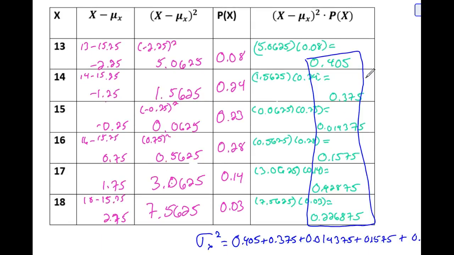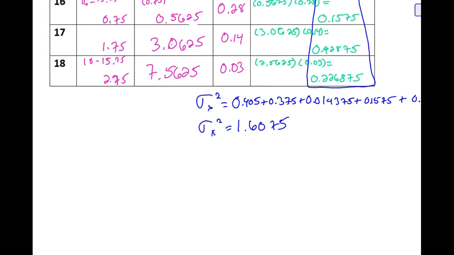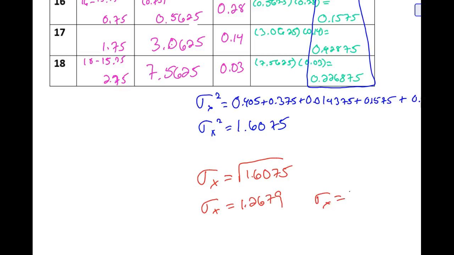Once you have your chart laid out like this, your variance is just totaling up this last column. And then, of course, your standard deviation, sigma sub x, is the square root of your variance. So that's going to be 1.2679. At this point is where we could do the rounding and get that the standard deviation is 1.3 and our variance is 1.6. Again, we do not want to do any rounding until we have finalized all of our calculations.